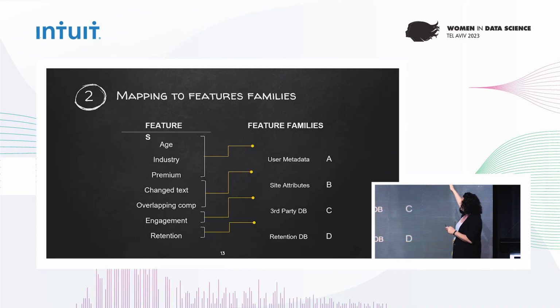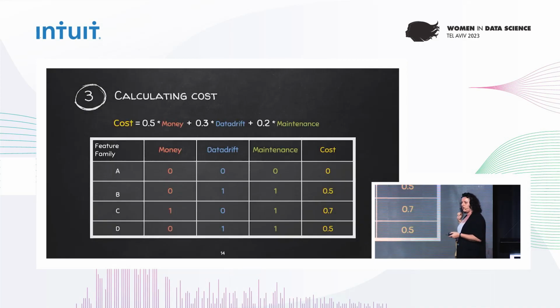Next step: from now on I will call each feature family with a letter, just to simplify things later on. And the next step, we are going to actually calculate the cost for each feature family. For each feature family, we know the criteria we defined before, we know the levels of cost we want to give each feature family, and eventually, using the formula, we are going to calculate the final cost for each feature family separately.